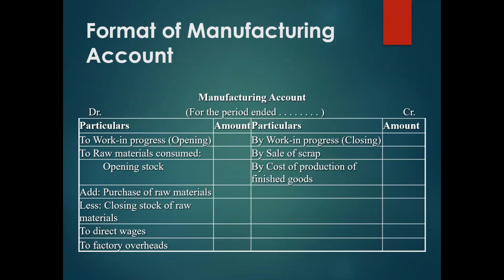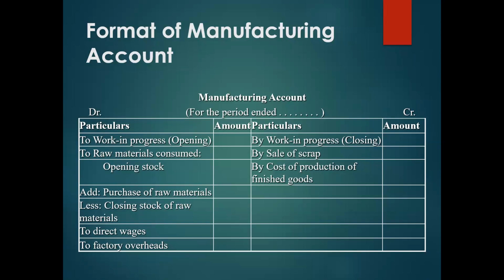On the debit side, the work in progress. Work in progress here mentions the goods which are in process, that is, the manufacturing process inside the production house. Whichever goods are readily available in the production house are considered the opening stock. So that has to be mentioned.